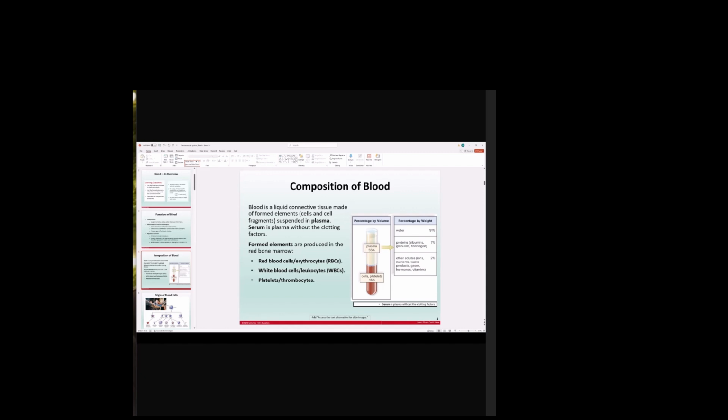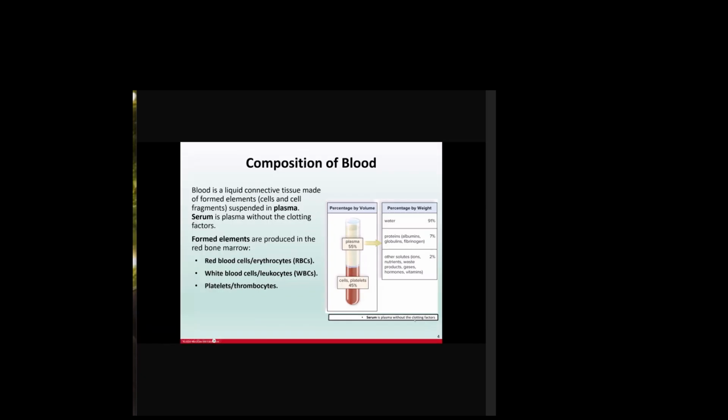Now, I said water makes up about 91%. This is messed up because this thing is not moving well. Let me go to presentation mode. Yeah. So if I come here.